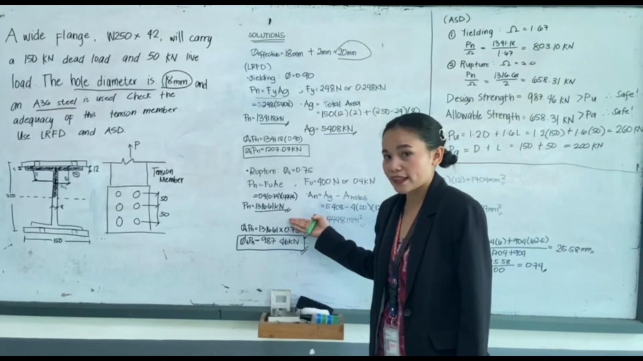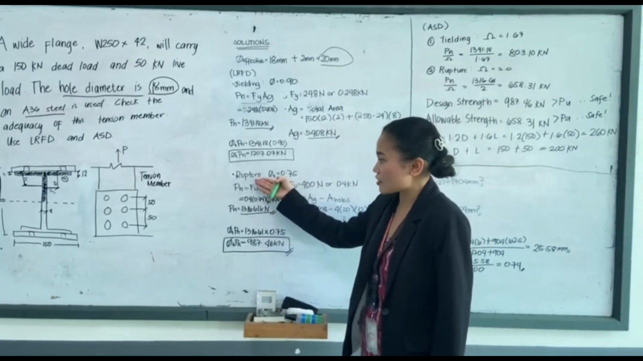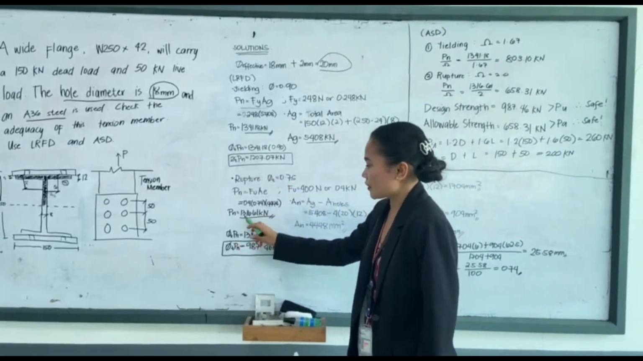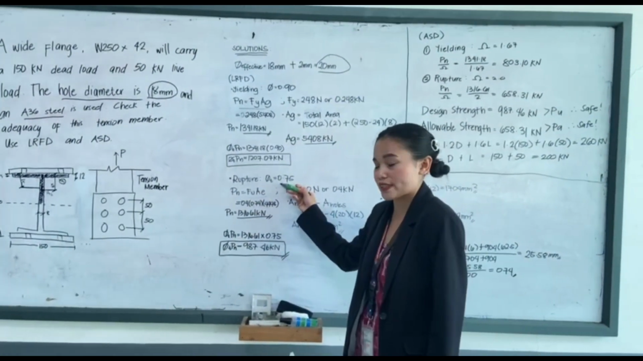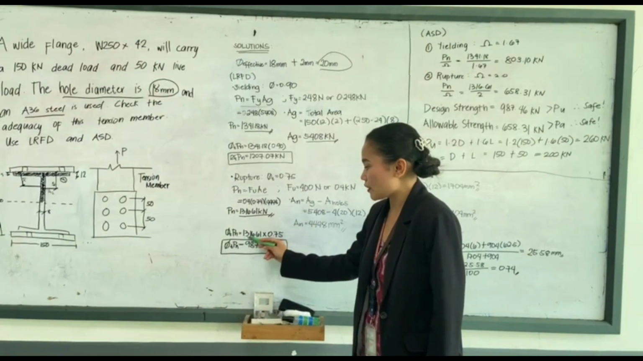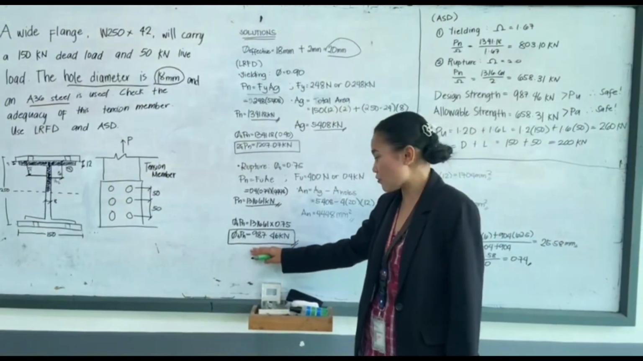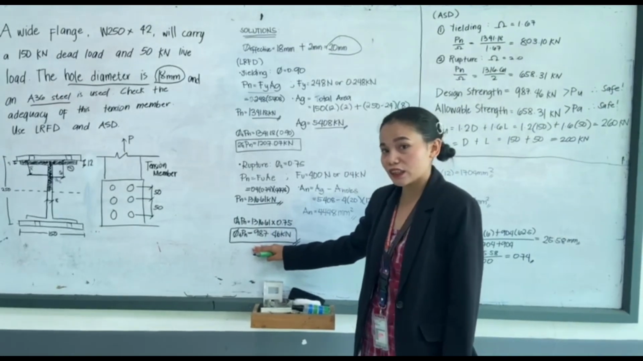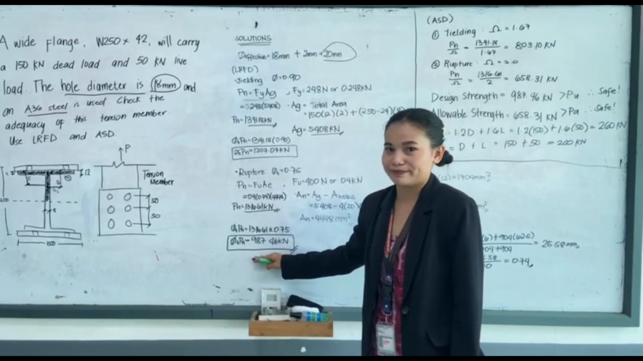And so, makuha na din nato ang design strength under sa rupture, which is, i-times natin siya sa Pn sa factor na gihatag, 0.75, times 1316.61, we have 987.46 kilonewton na design strength under sa rupture.